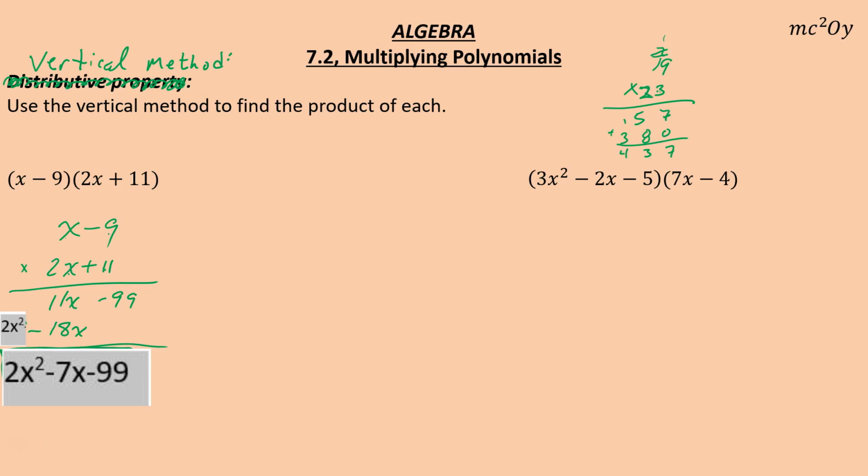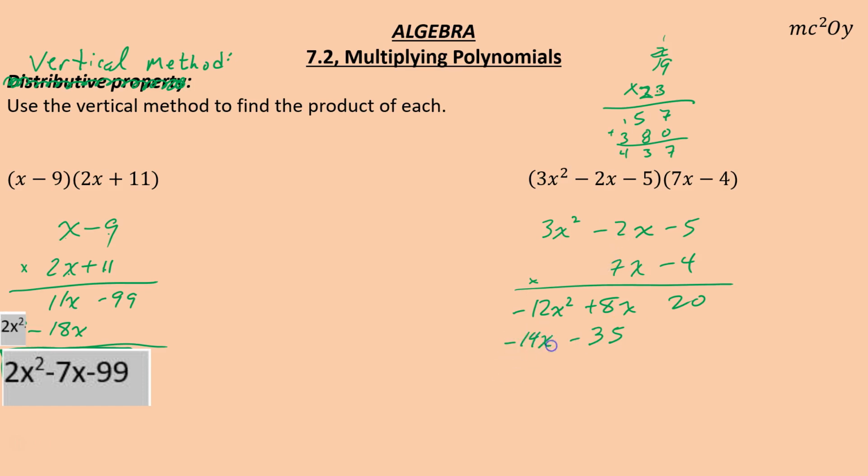You have a trinomial. I would personally put the trinomial on top. So 3x squared minus 2x minus 5. I put the one with the most terms on top, the one with the least terms on the bottom. Multiply it up. Negative 4 times negative 5 is positive 20. Negative 4 times negative 2 is positive 8x. Negative 4 times 3 is negative 12x squared. 7 times 5 is 35x. That's negative 35x. 7 times negative 2 is negative 14x squared. And 7 times 3 is 21x times x squared is x cubed.